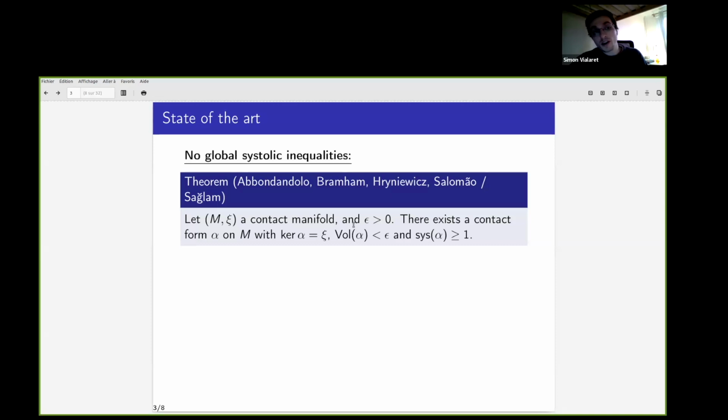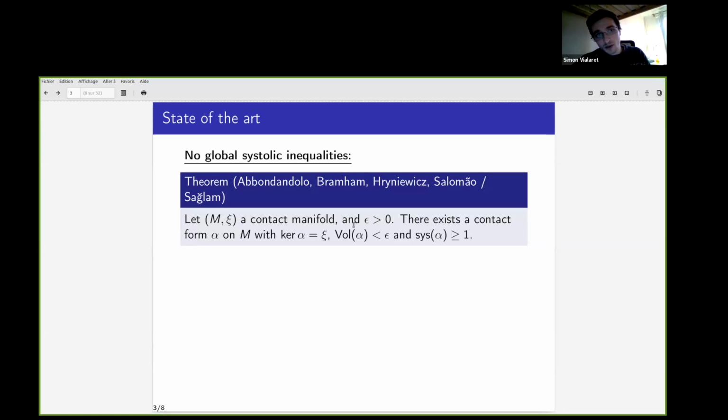So more precisely, take (M, ψ), your favorite contact manifold, take ε, any arbitrary small number. You will be able to construct a contact form on M adapted to this contact structure, which has volume less than your ε and systole always larger than 1. So there is no global phenomenon of, let's say, forced existence of short Reeb orbits in general. That's one good place to start.